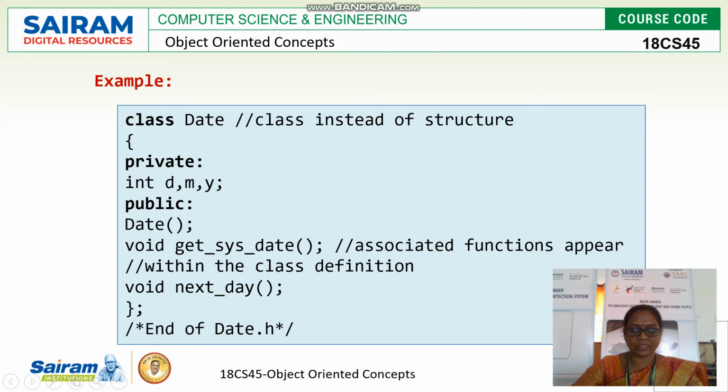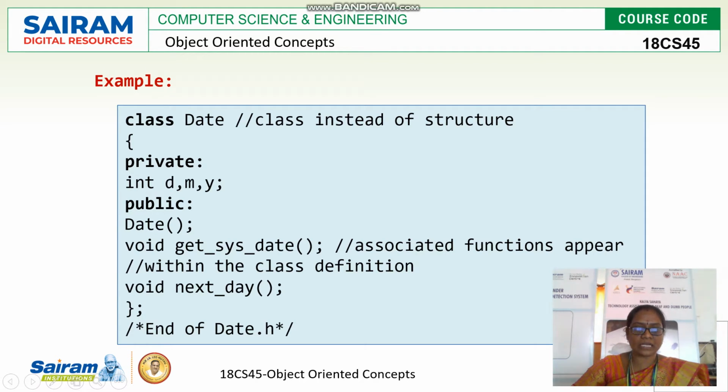Let us explain this with one example. In the previous videos, the same date concept has been explained in C language. Now we are taking the same example in C++, and we'll see how the programmatic way of writing the same concept in C++ will differ. It starts with the keyword class. Class Date. Here Date is nothing but the class name.